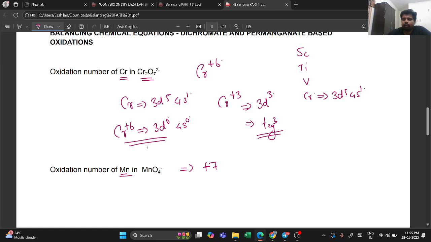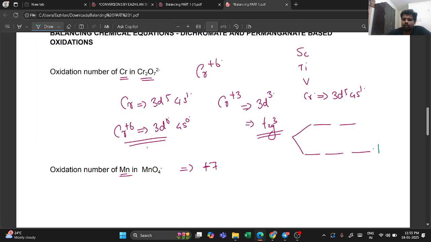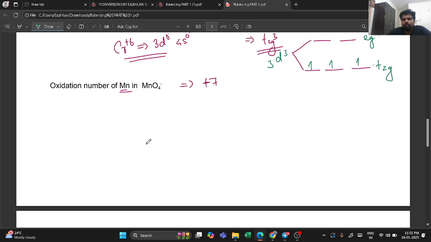What is this t2g orbital? One more time I will just tell you. In crystal field splitting, the d orbitals will split up into 2 different energy levels. In that, we have a lower energy level called the t2g level, the triply degenerate t2g level, and the higher level is called the eg level. So t2g3 means you have a d3 configuration. The electrons get filled up in the lower energy level itself, so this is a stable configuration.